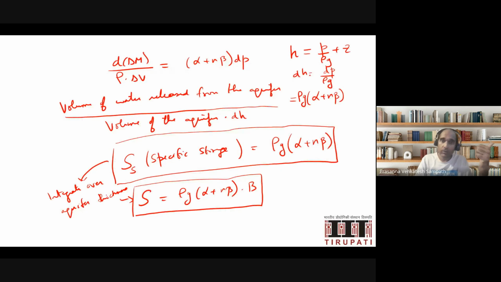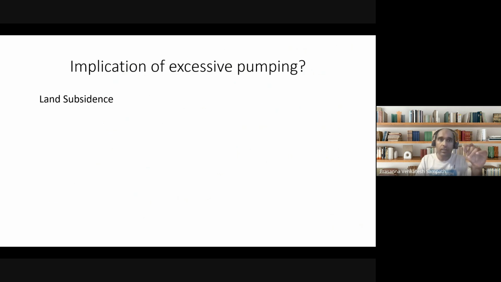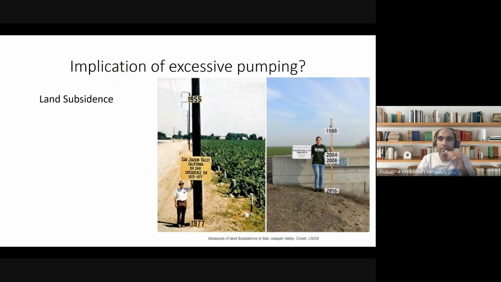Whatever I've done so far is giving you a mathematical and a physical understanding from the point of view of the compressibility. But the physical implication of this entire exercise is that when the aquifer gets compressed, the entire land surface subsides. There is a subsidence in the land surface. So there are some very drastic examples from around the world.